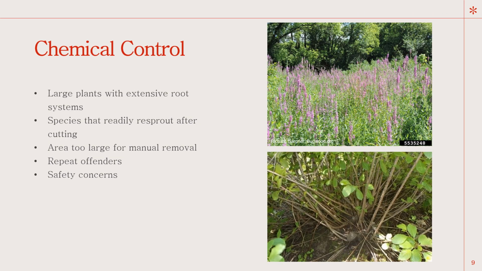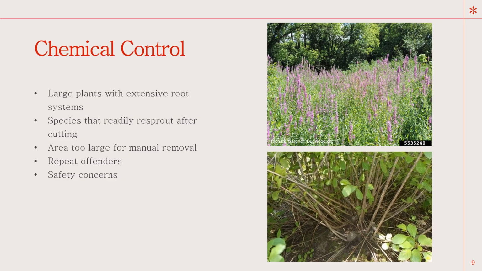So now we're going to dive into chemical control. There's a lot more to think about with chemical control. So one reason that you might do chemical control is you're dealing with large plants with extensive root systems. These root systems could be rhizomatous like goutweed or Canada thistle or Phragmites, or species that just really have a deep taproot like some of our non-native thistles or wild parsnip.